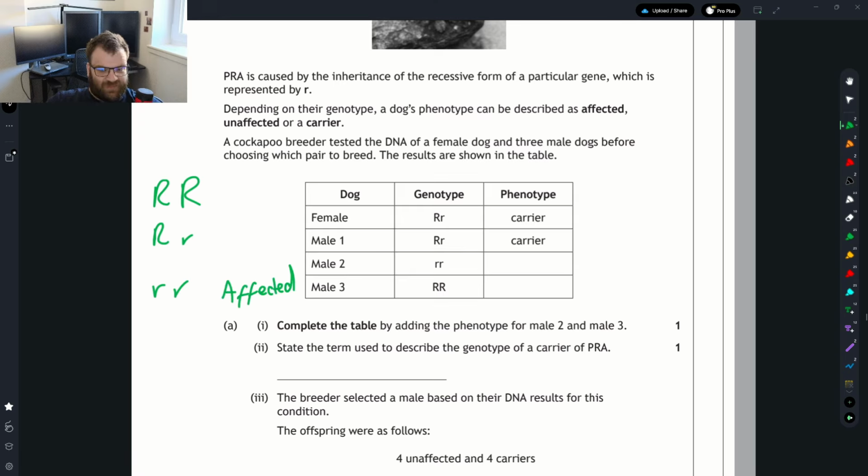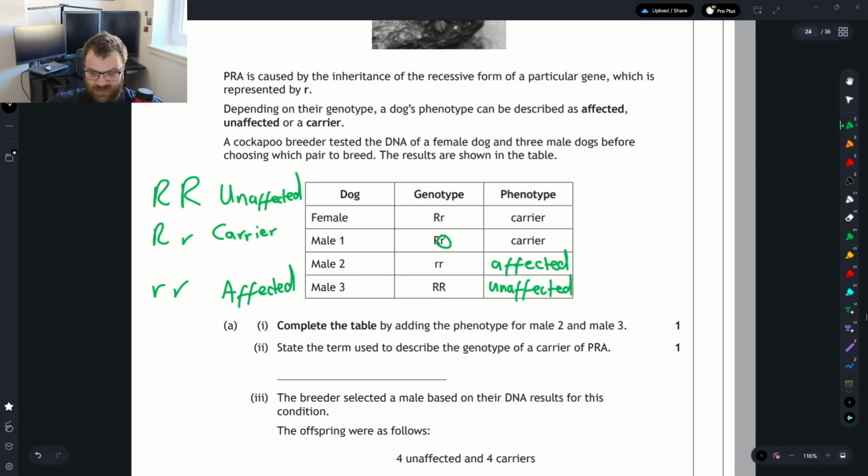They've already told us in here that this means they're called a carrier, which is not part of your course, but means they have the affected gene, but they themselves don't show it. And then 2 of the big letters means they are unaffected for that. And that means male 3 would be unaffected.